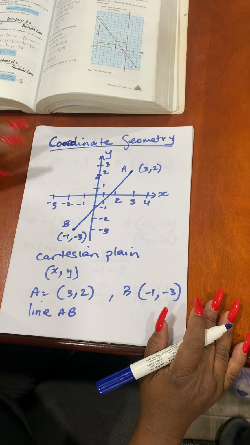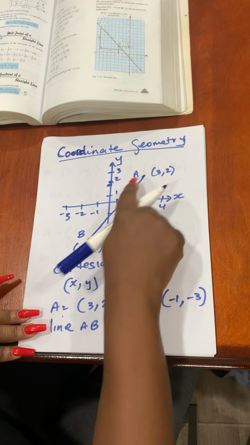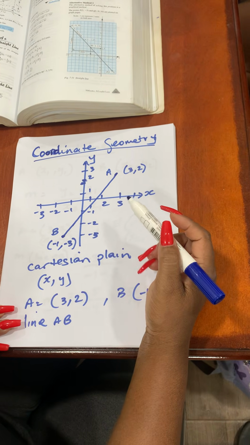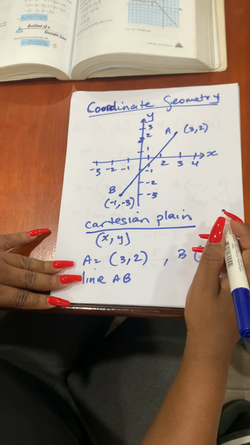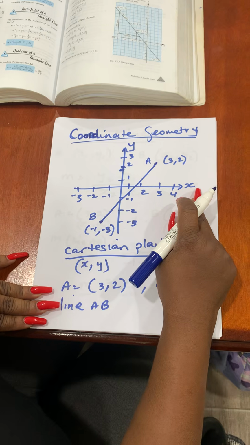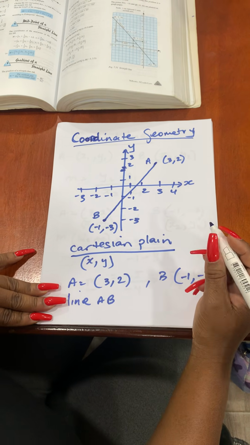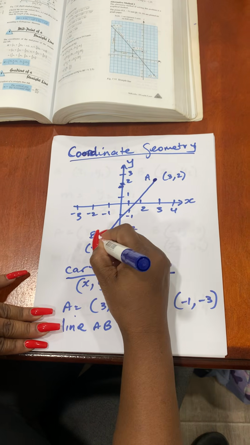So today we're going to be looking at the topic of coordinate geometry, and before we have plotted points A and B on what we call the Cartesian plane. The Cartesian plane is made up of the x-axis, which is always horizontal, and the y-axis, which is always vertical. So let's say we have 2 points A and B.